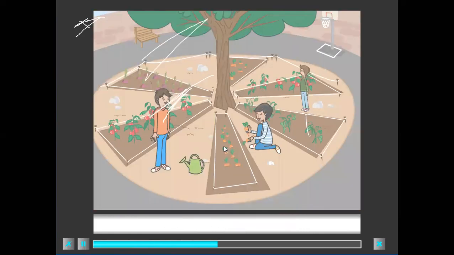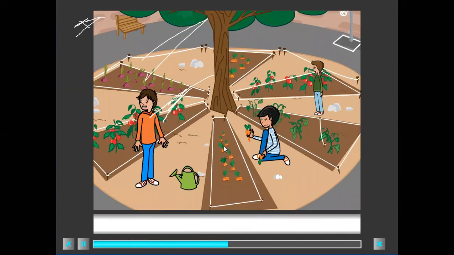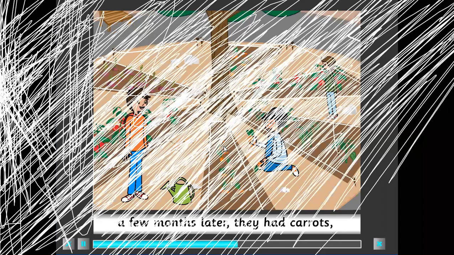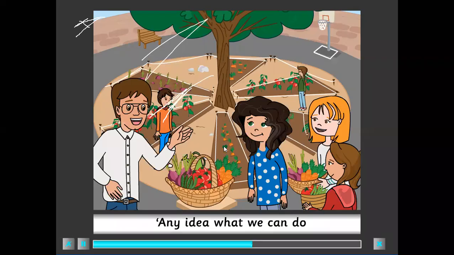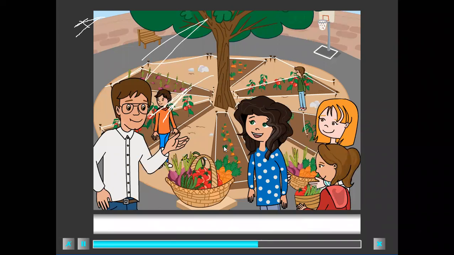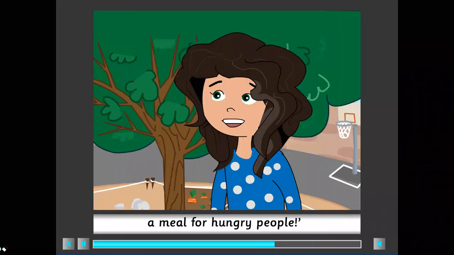Mr. Mavis and his class took care of the vegetable garden. They watered the plants every day, and a few months later, they had carrots, onions, tomatoes, and green beans. Any idea what we can do with the vegetables? Mr. Mavis. Teacher, hello. I know. Let's take them to the soup kitchen in town. They can use them to cook a meal for hungry people, said Katie. Everyone liked her idea.